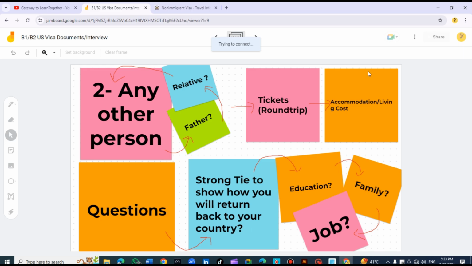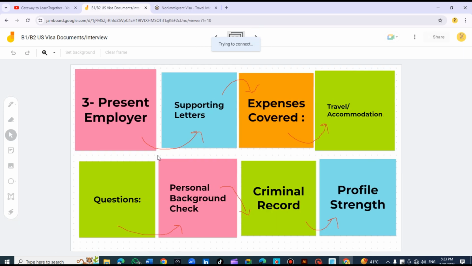And now, situation three. For example, in the DS-160 form, you have chosen that your present employer is paying for the whole trip to the US. So let us see what some situations are, both in documents as well as in interview questions, which might change for you. Because you chose that your present employer is paying for your trip, they will be focusing more on the aspect of documents.